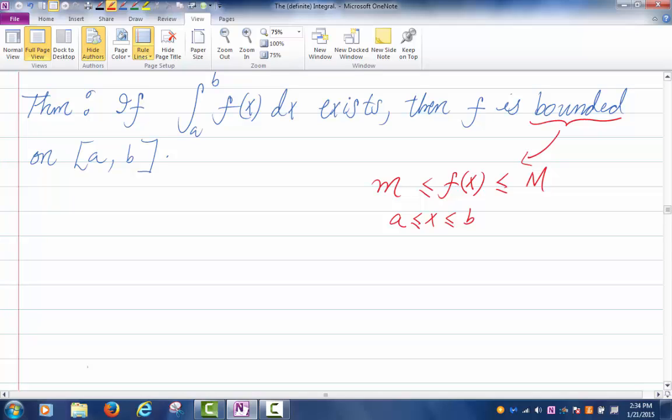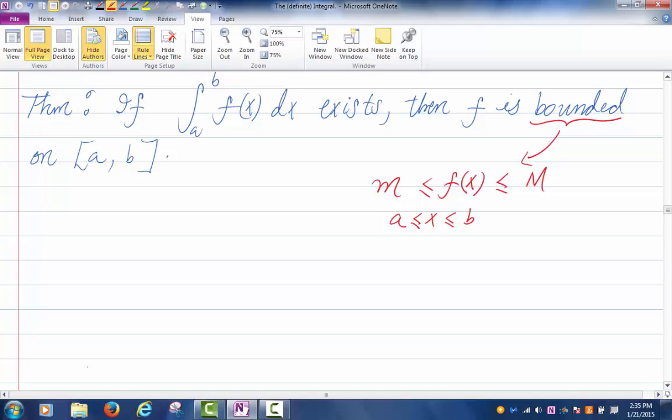If the definite integral exists, what's the meaning of that? The definite integral of f from a to b exists. It means that the Riemann sum of f from a to b converges, right? The limit of the Riemann sum of f from a to b exists. So if the definite integral exists, then we know that the integrand function f must be a bounded function.